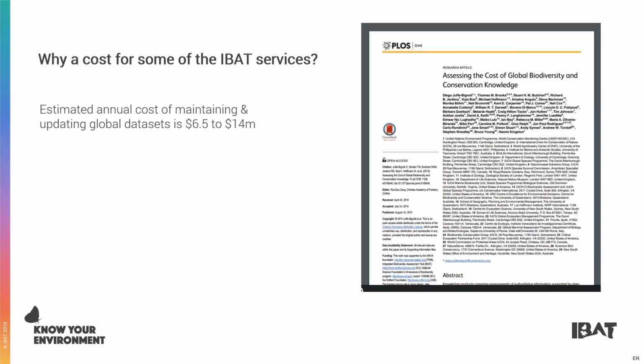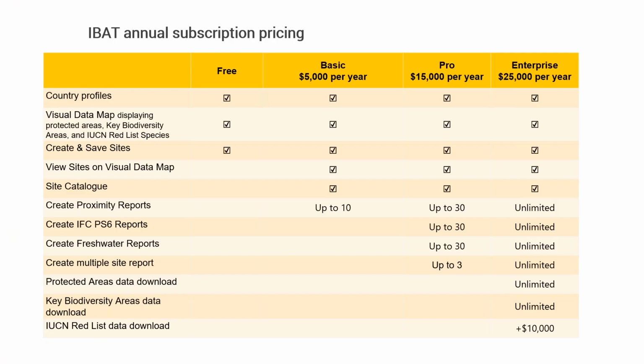But there's a cost for IBAT services because the estimated annual cost of maintaining and updating the 3 global data sets is between $6.5 million per year and $14 million. And it goes up to $14 million when we add in things like the register of ecosystems. This was a paper by a colleague, Diego, who wrote this a few years ago. He went back through all the costs, staffing costs, etc., to understand what was the real cost of updating and maintaining these. So the IBAT subscription fees are a way to start to recuperate some of this cost. It never recuperates all of it, but at least it's a good contribution towards it.